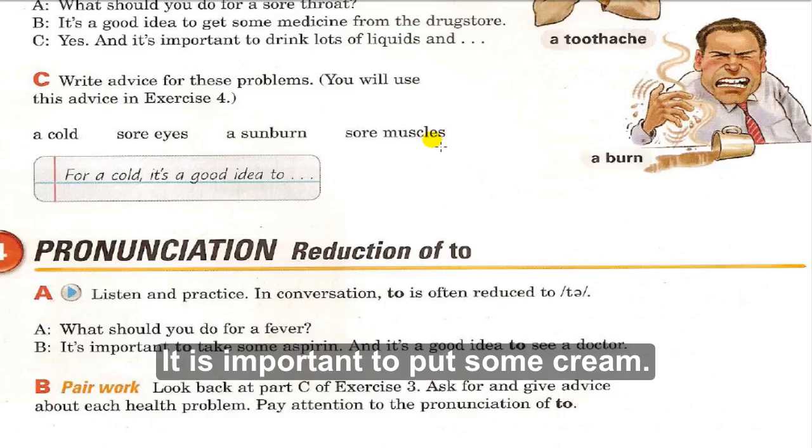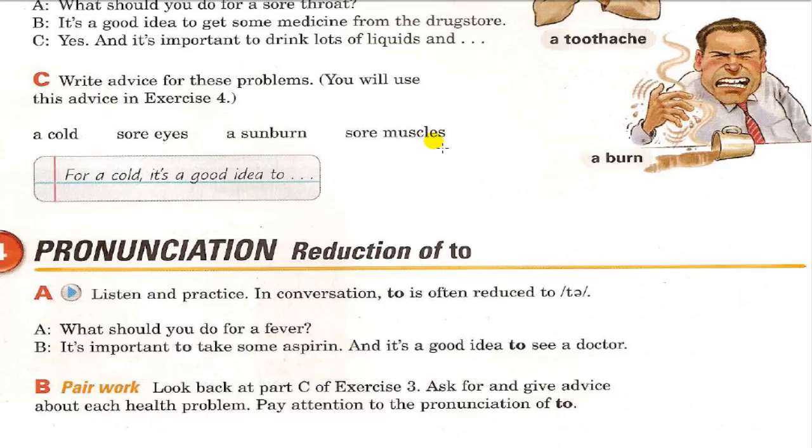Sore muscles, pains in muscles. It's important to put on cream. It's important to get some cream. It's helpful to get some ointment. Sunburn. You have a fever because you walked for a long time in the sun. It's helpful to take a shower. For sunburn, it's helpful to take a cold shower, to take a long cold bath.